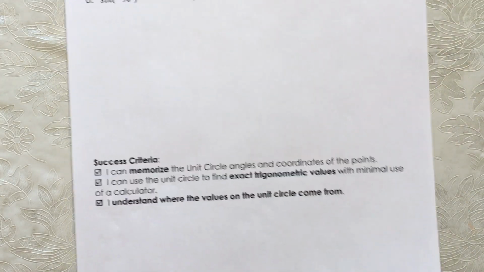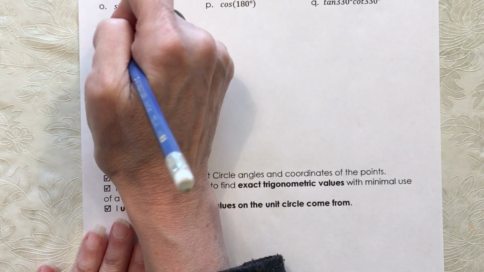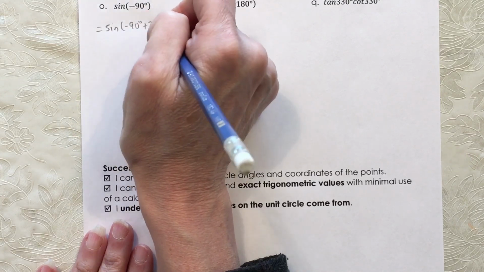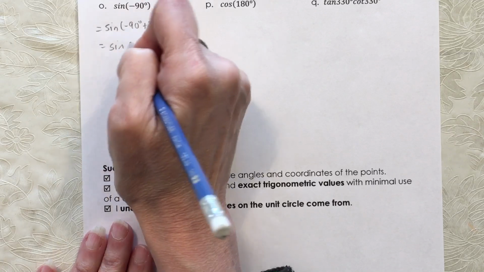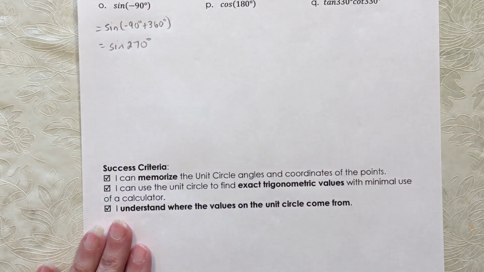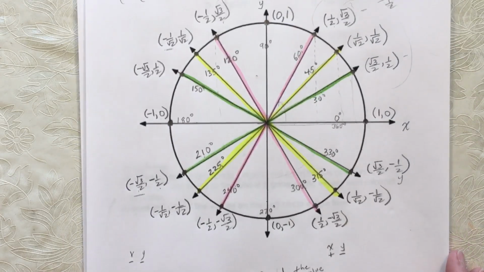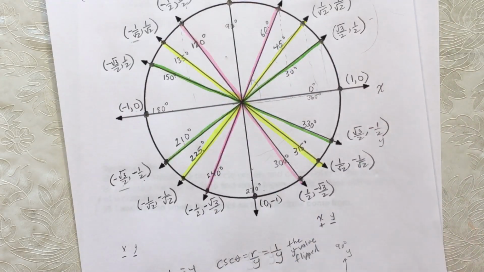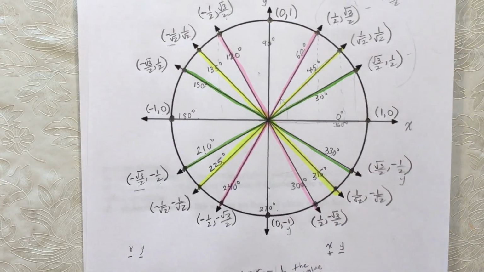The sine of negative 90, so that's going to be the same as the sine of, we want to get it onto the circle, so negative 90 plus 360, which is the sine of 270. And again, that makes sense because we know from last week that negative 90 would be down at the bottom here, which is the same place as 270. And they want the sine, which is the y value. So the sine of negative 90 should be negative 1.